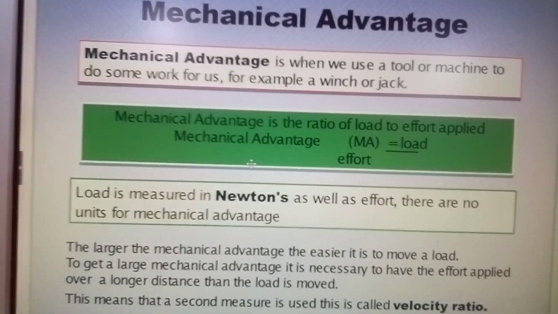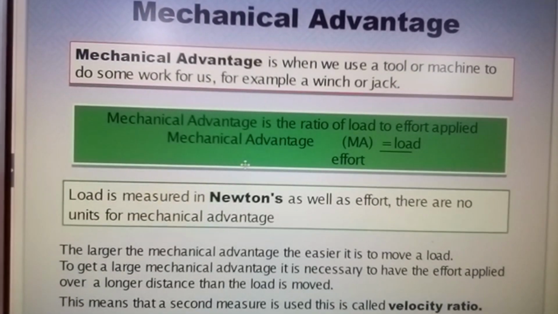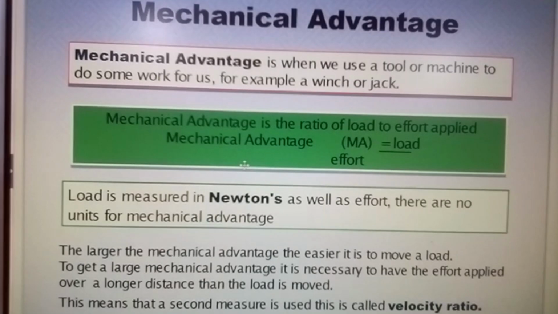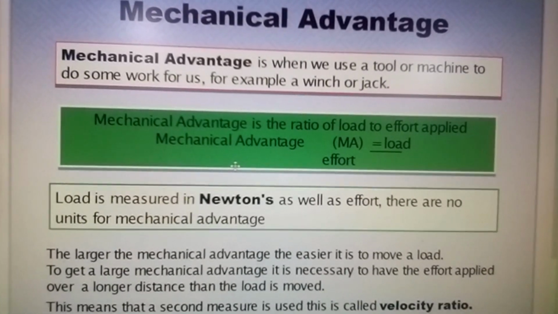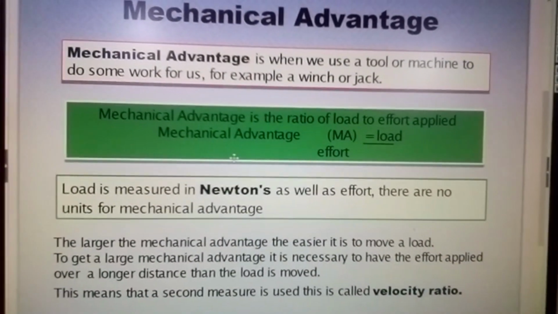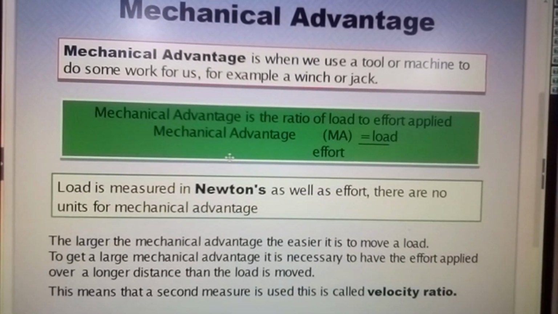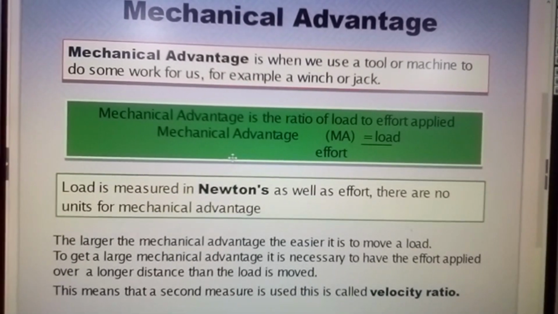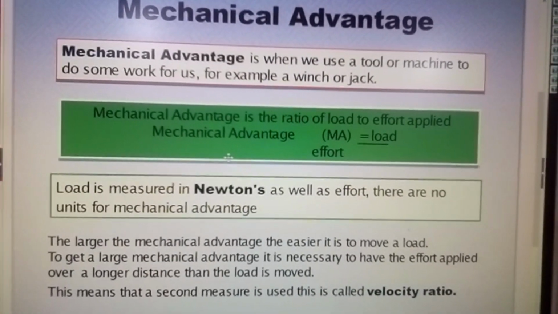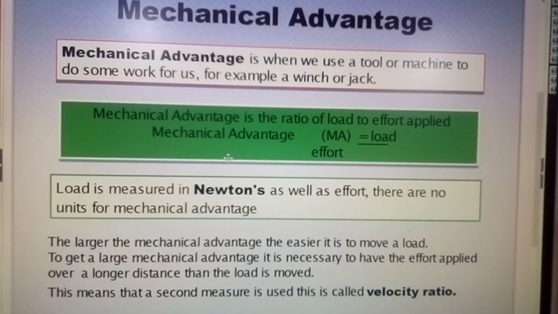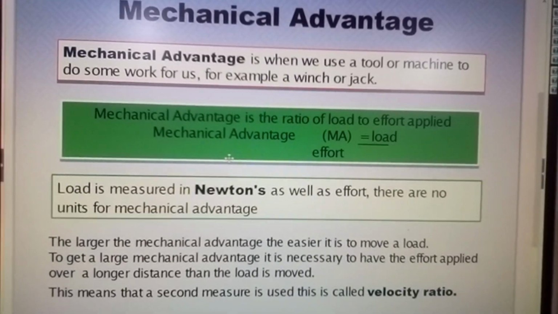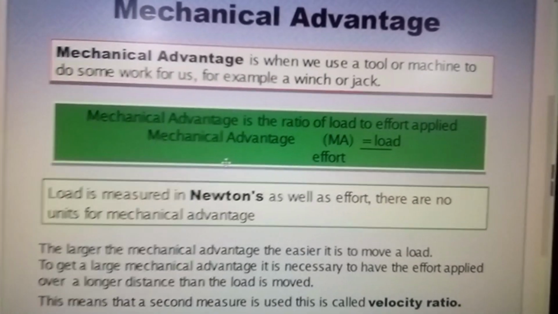And again, here we have the load measured in newtons as well as effort. Therefore, there are no units for mechanical advantage. The larger the mechanical advantage, the easier it is to move a load. As I was speaking in regards to the spanner, if I make my spanner longer, then the nut will undo easier with less effort.